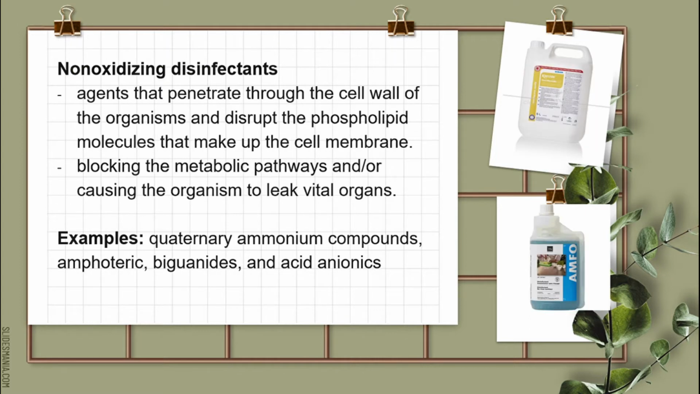On the other hand, non-oxidizing disinfectants can penetrate through the organism's cell wall and disrupt the phospholipid molecules that make up the cell membrane, thus blocking the metabolic pathways, causing the organisms to burst out their vital organs and die. So unlike the oxidizing disinfectants, these do not undergo the process of oxidation. Examples of these agents are quaternary ammonium compounds, amphoterics, biguanides, and acid anionics.